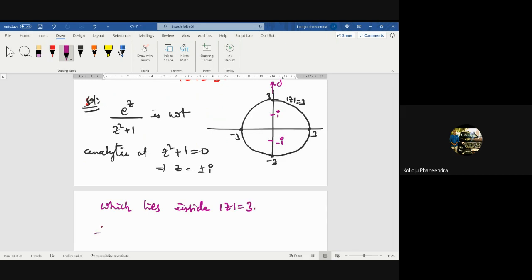Therefore this function is not analytic everywhere. Therefore Cauchy's theorem fails here. I cannot apply Cauchy's theorem because the singularities plus or minus i lie inside mod z equal to 3. If I cannot apply Cauchy's theorem, then you go for Cauchy's integral formula.